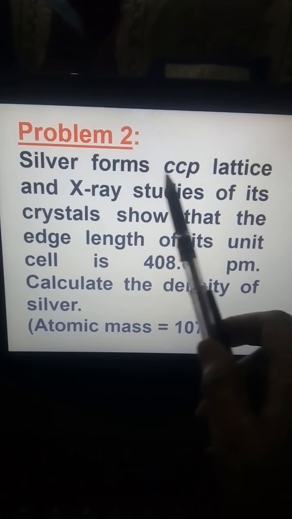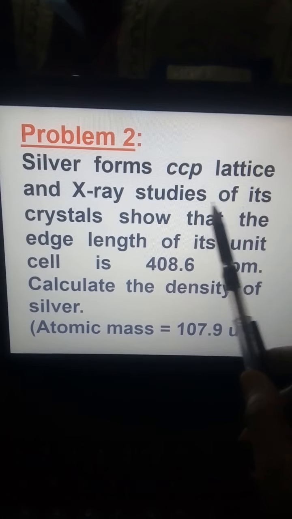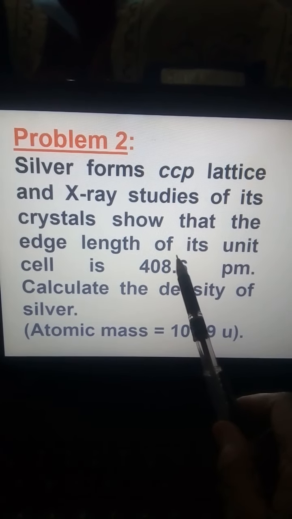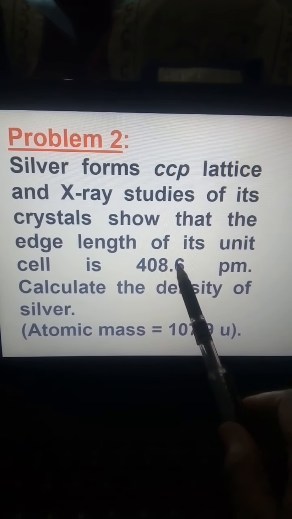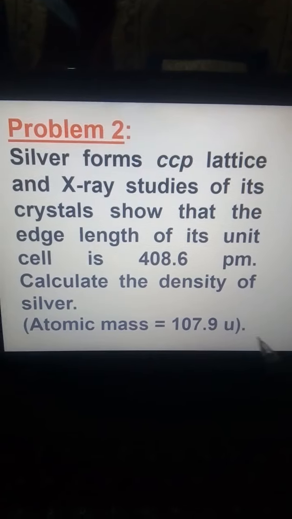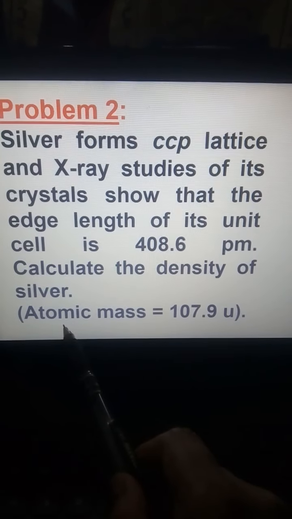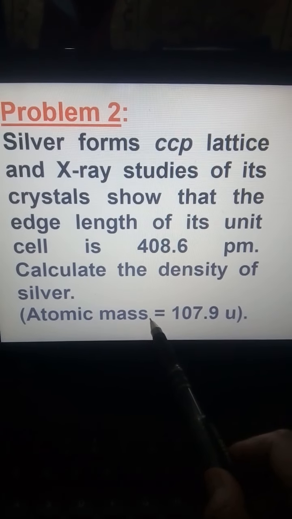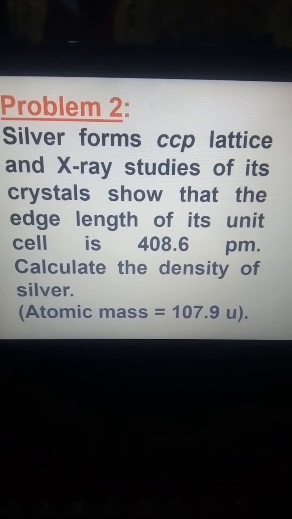Silver forms a CCP lattice and X-ray studies of its crystal show that the edge length of its unit cell is 408.6 picometer. Calculate the density of silver. Given atomic mass of silver is equal to 107.9 U.